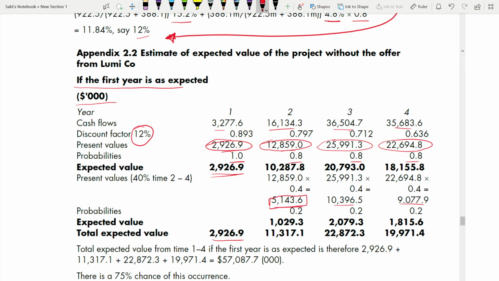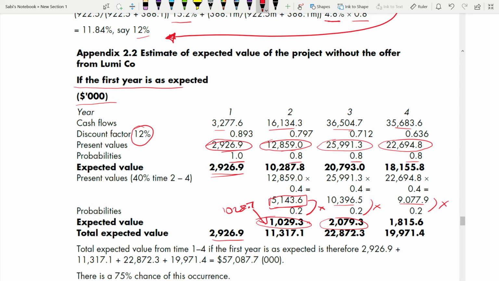On that, multiply by 20% probability again. On that you have to multiply by 20% again, by the probability. So the expected value is this. Basically you multiply this. If you see, this figure will come as something else, the answer is different. It will come as 1028.7. The rest all is the same.